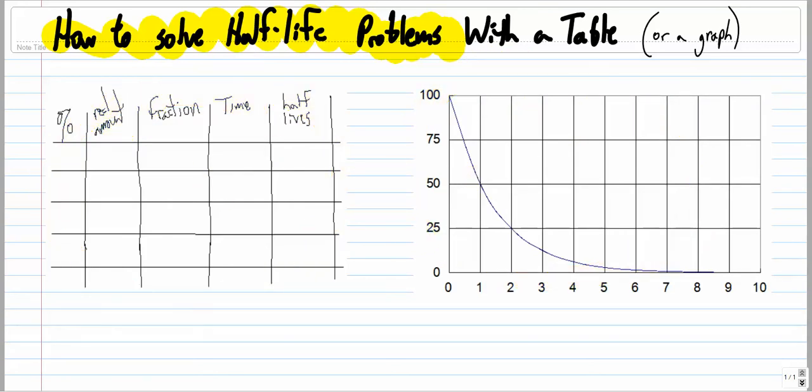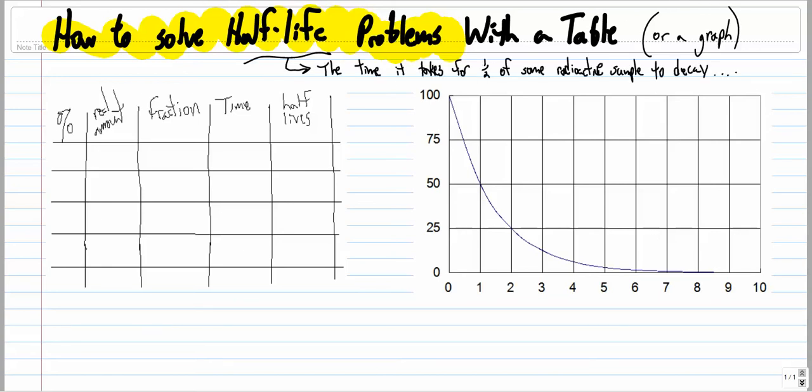But I guess before I should really get into those, I should give you a refresher definition of what half-life is. And here's the definition of what half-life is. It's the time it takes for 1/2 of some radioactive sample to decay. What does it decay into? Maybe it decays into some other radioactive element or maybe some stable element, but just this amount right here. This is good enough for this video.